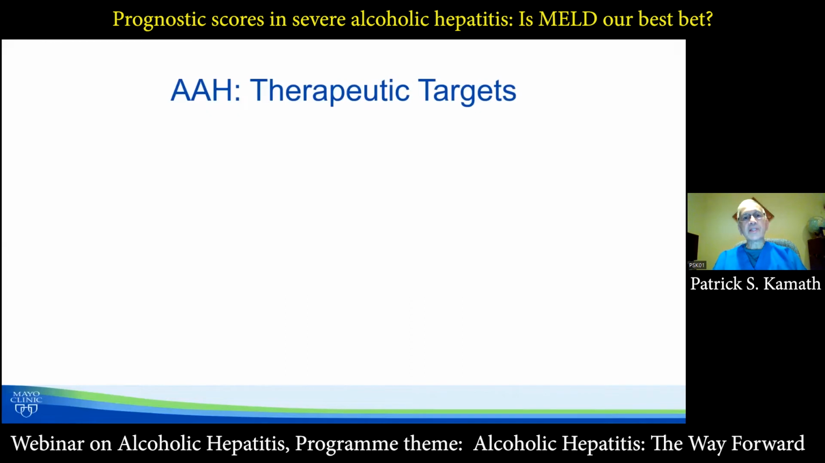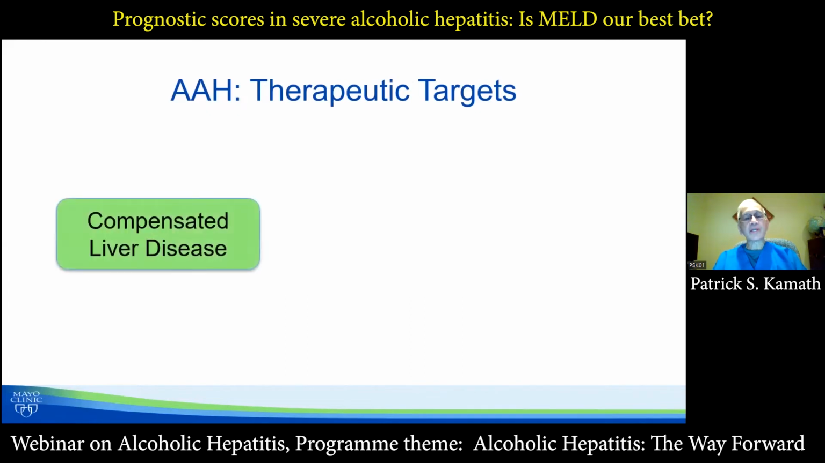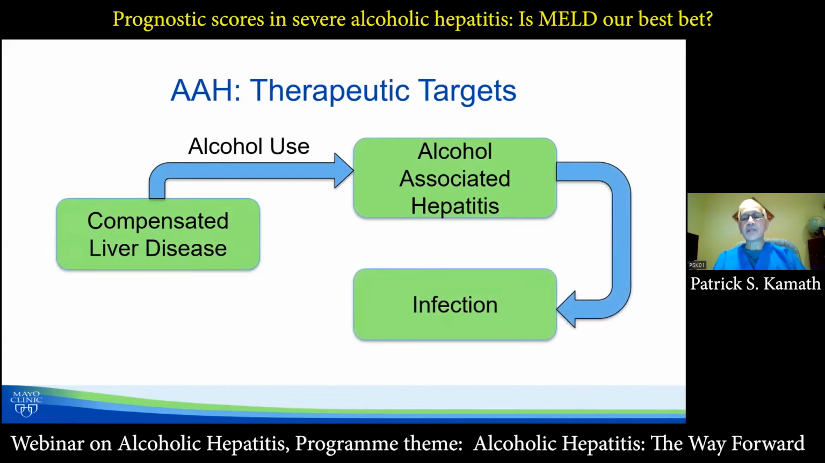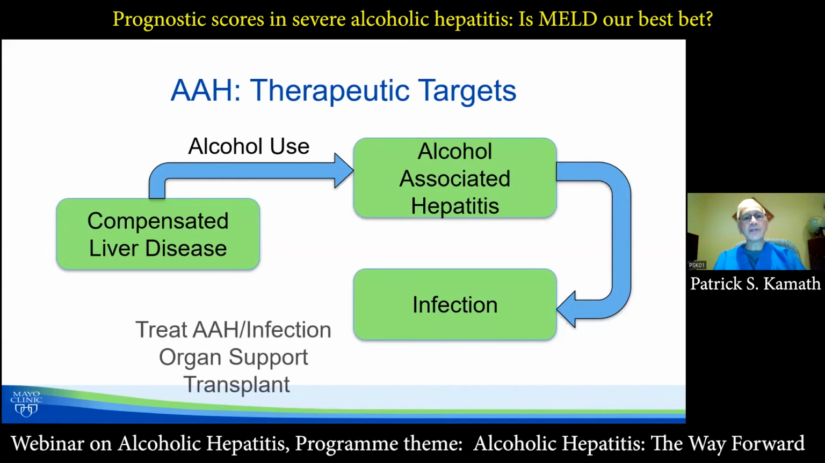So when we are treating these patients, the potential therapeutic targets are as follows. The patient started with compensated liver disease. Following alcohol use, developed alcohol-associated hepatitis. Then that patient got infected. So our treatment is going to be treatment of the alcohol-associated hepatitis, infection, organ support, and in selected patients, liver transplantation, and that will get the patient back to compensated liver disease.